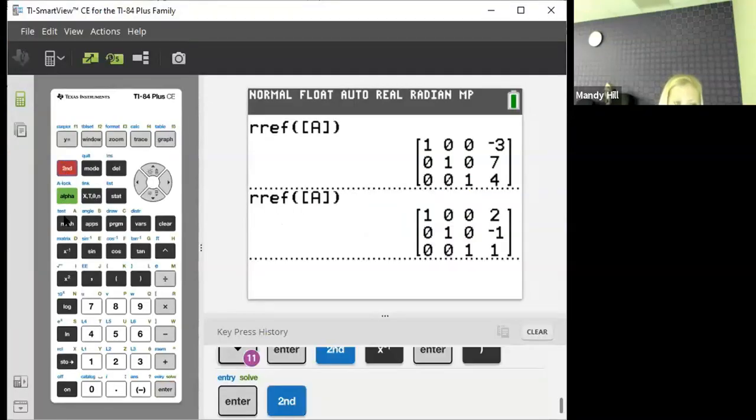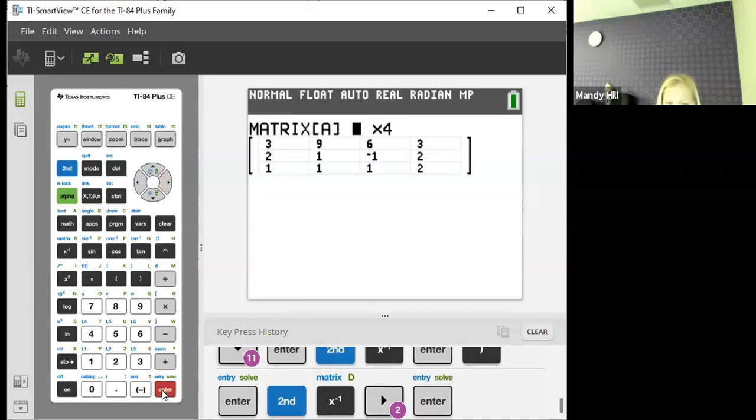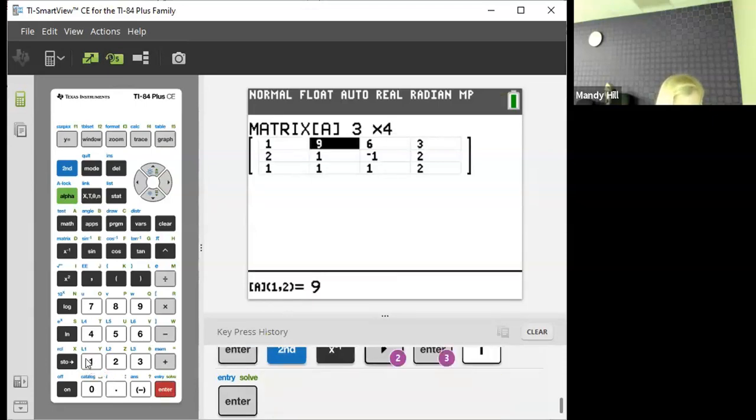Going to go second matrix, go over to edit. That's one of the hardest things for me to remember, because I just want to hit enter and not go over to edit, but you've got to go over to edit. Then we're going to type on top of whatever we already have. So type in my coefficients.